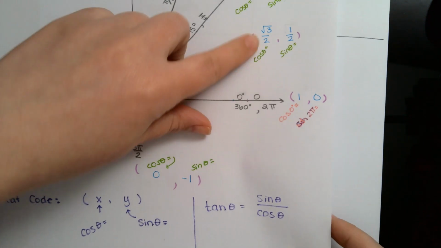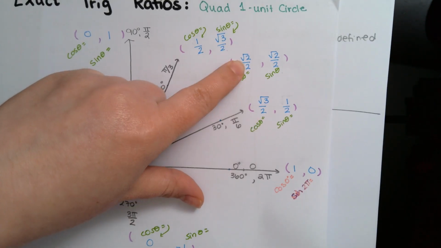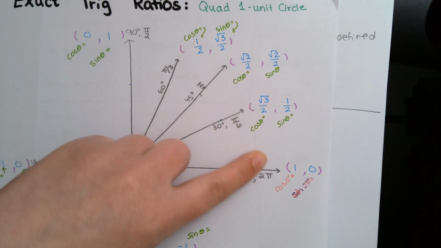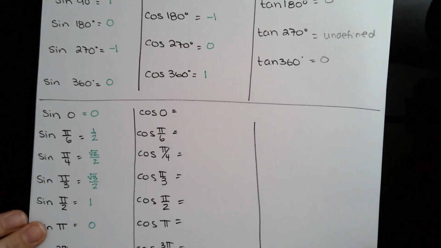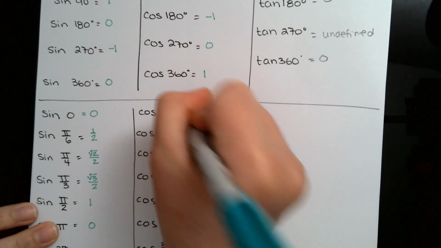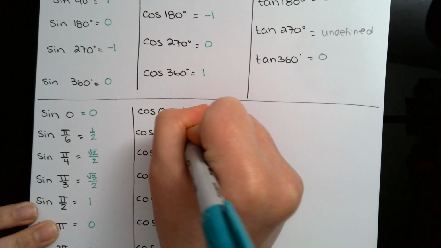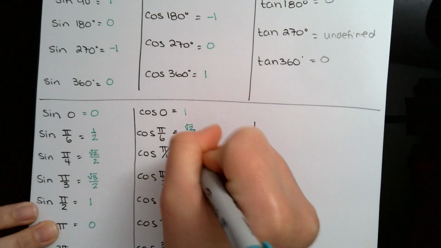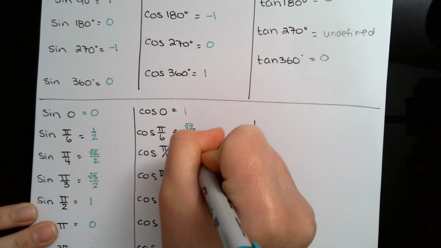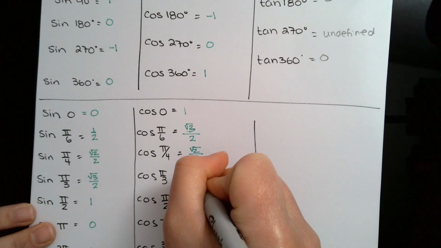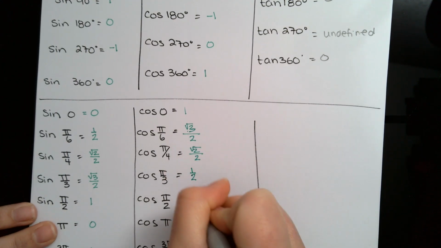The cosine comes from your x location on the unit circle. So all of these values and these angles are coming from quadrant 1. We get cosine of 0 is 1. Cosine of pi 6 is root 3 over 2. Cosine of pi 4th is root 2 over 2. Cosine of pi thirds is 1/2.